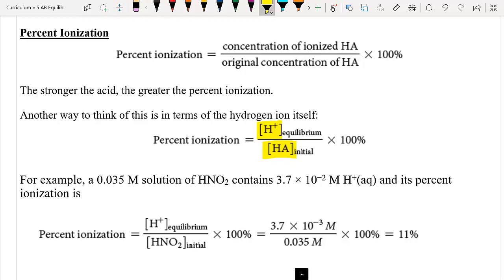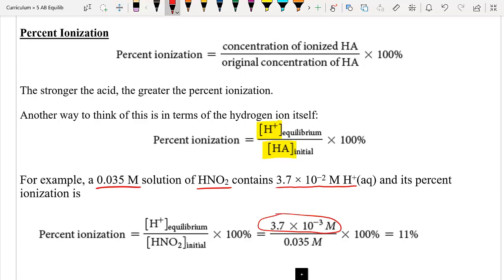So let's do an example on this one just to help sort of clarify your idea. If I have a 0.035 molar solution of nitrous acid, notice this is not strong, it's one of our weak acids, and we state that it contains 3.7 times 10 to the negative 2 molar hydrogen ion, we can find the percentage ionization using this data. Remember that the hydrogen at equilibrium is what's shown here, the 3.7 times 10 to the negative 3 molar.